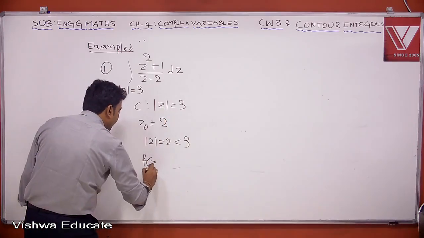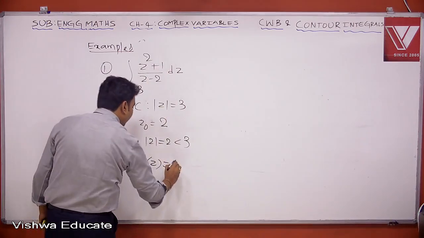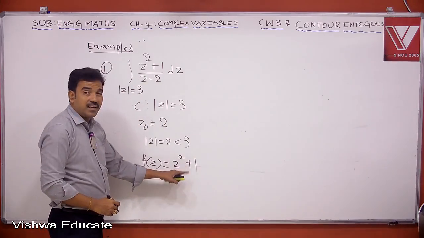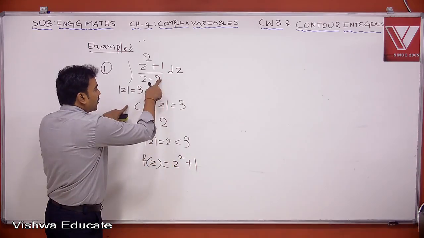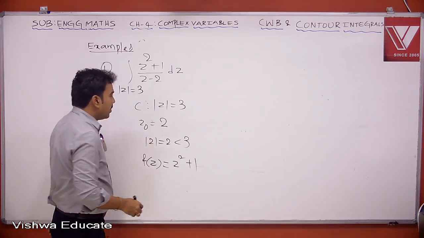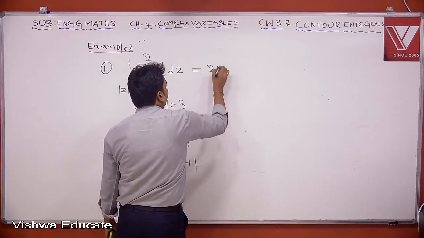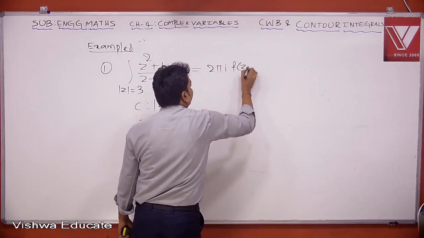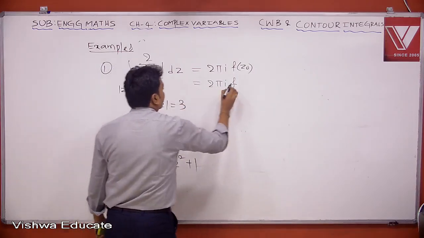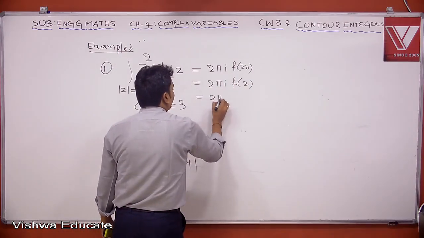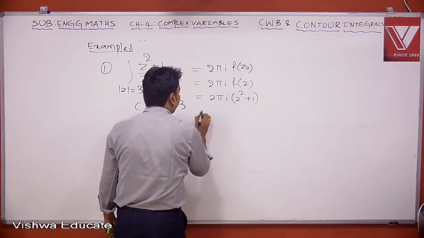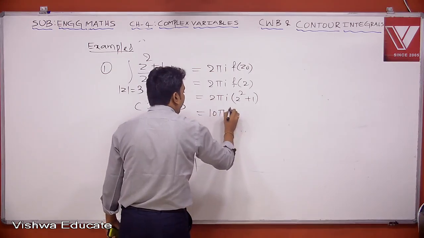What is my f of z? F of z is the numerator function, z square plus 1. Now it is a polynomial expression, so it is analytic at all points. Now z naught is 2, and 2 lies inside this circle. Therefore, by Cauchy's integral formula, this is 2 pi I into f of z naught. So this is 2 pi I into replace z by 2, 2 square plus 1. So this is 5. So the final answer is 10 pi I.